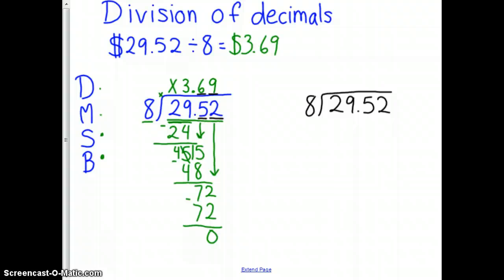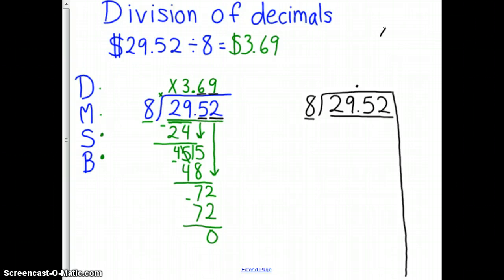I'm going to also show you this problem using partial quotients. I'm going to draw my line down the side. Now, remember, in partial quotients, I'm seeing how many 8s fit into this number here. Again, I'm going to put the decimal point up here, and then now I'm just going to pretend that this is 2,952. It's not 29.52 anymore, it's 2,952.